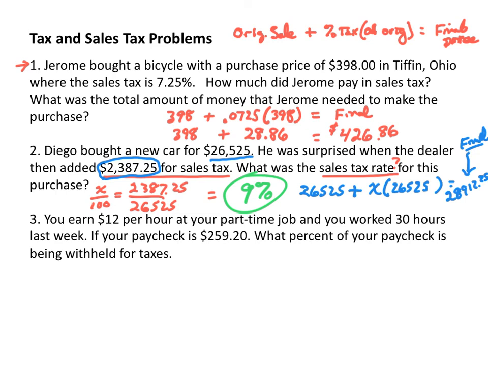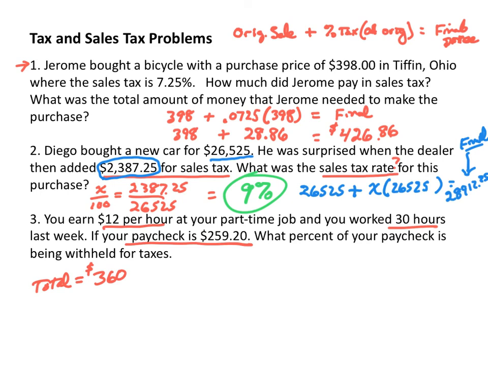All right, let's try number 3. You earn $12 per hour at your part-time job. You worked 30 hours last week. Your paycheck was $259.20. What percent of your paycheck is being withheld for taxes? Oh, good question. Okay, so, $12 per hour for 30 hours. Let's do the math there to find the total earned. So, 12 times 30, that would be $360.